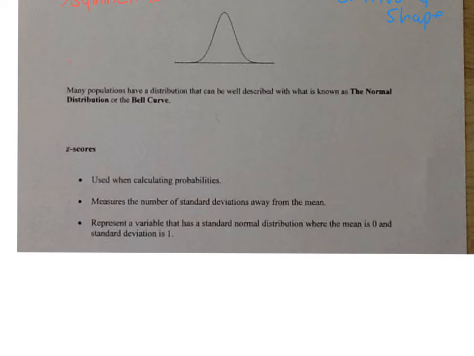Okay, all right, so let's talk about a z-score. It is used when calculating probabilities, and measures the number of standard deviations away from the mean. It represents a variable that has a standard normal distribution, so we're talking about this curve here, where the mean is at 0, which means it's right in the middle, and the standard deviation is 1, so going to the right 1 and to the left 1 standard deviation. Okay, so let's look at the other side. A positive z-score corresponds to a value that is above the mean, and a negative z-score corresponds to what is below the mean.